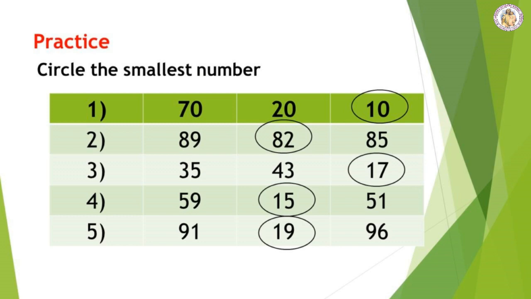And the fifth one, 91, 19 and 96. Yes, on seeing the tens place you can come to know. Here two numbers have the same number in the tens place, right? 91 and 96. So another one is there. What is it? It is 19. How many tens are there? Here 1 ten is there. So automatically this number is the smallest number.